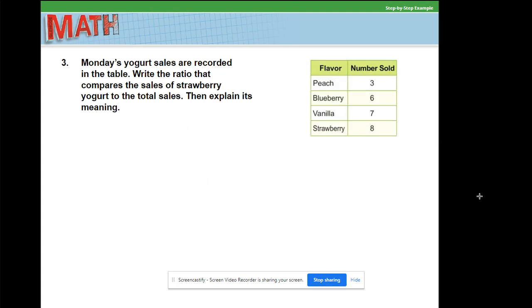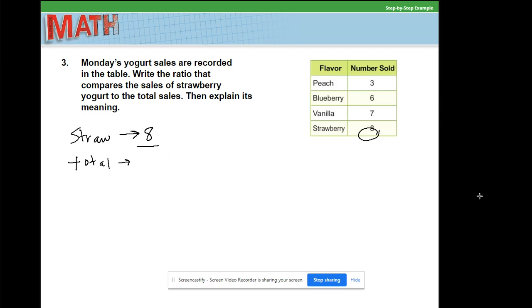All right, so now we're going to look at number 3, which is going to be similar to number 2. Monday's yogurt sales are recorded in the table. Write a ratio that compares the sales of strawberry yogurt to the total sales, and then explain its meaning. So we're going to look at strawberry, which has 8, over total.